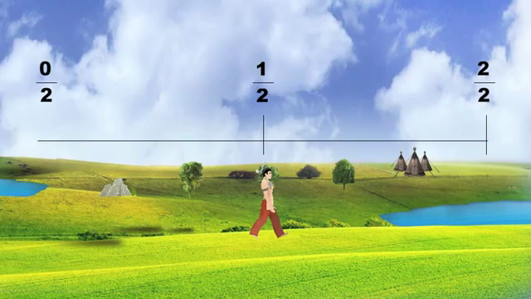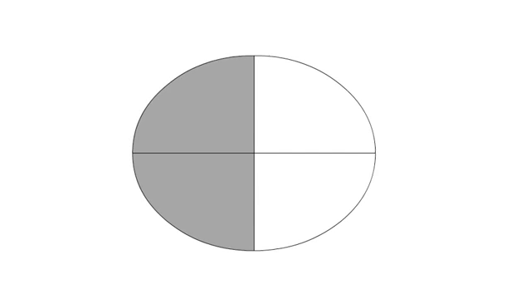In math terms, those are called equivalent fractions. Equivalent fractions have the same value. For example, if you shade 2/4 of a circle, or 1/2 of a circle, it's the same amount.